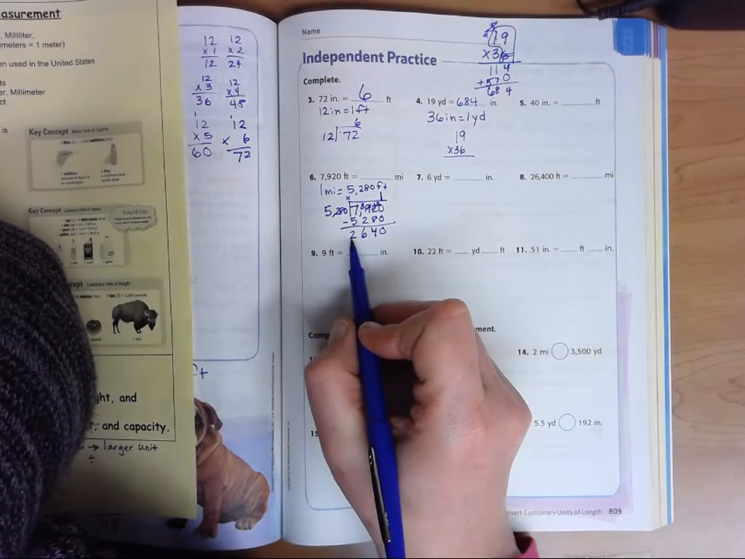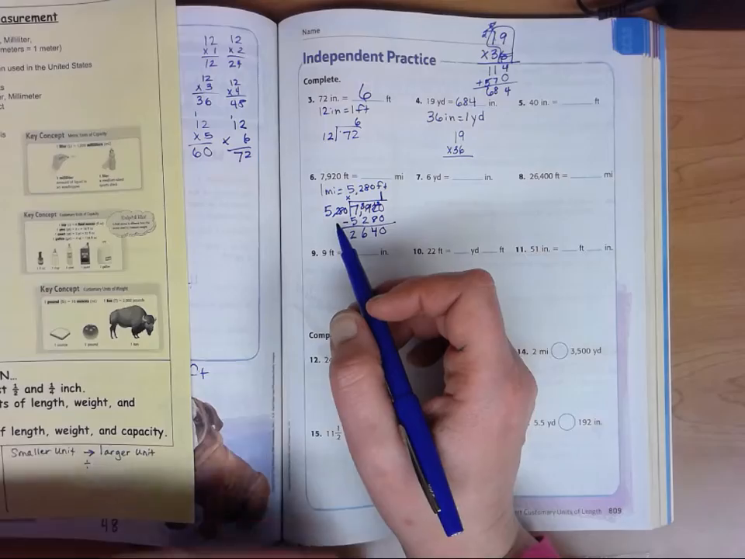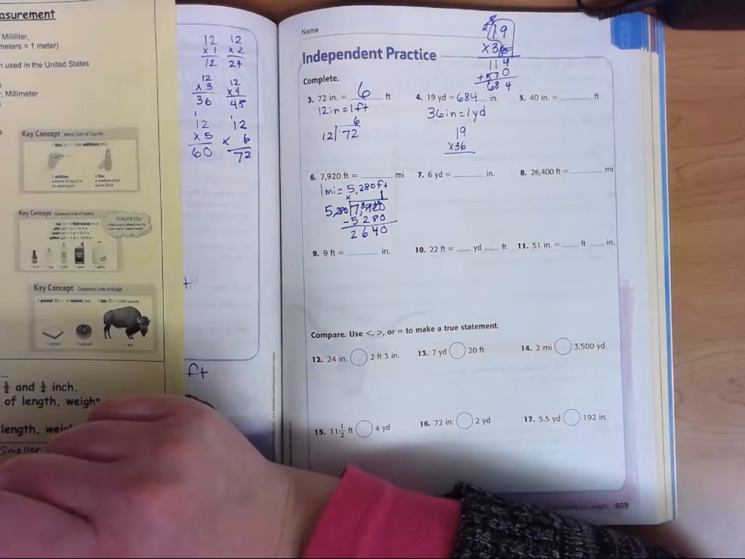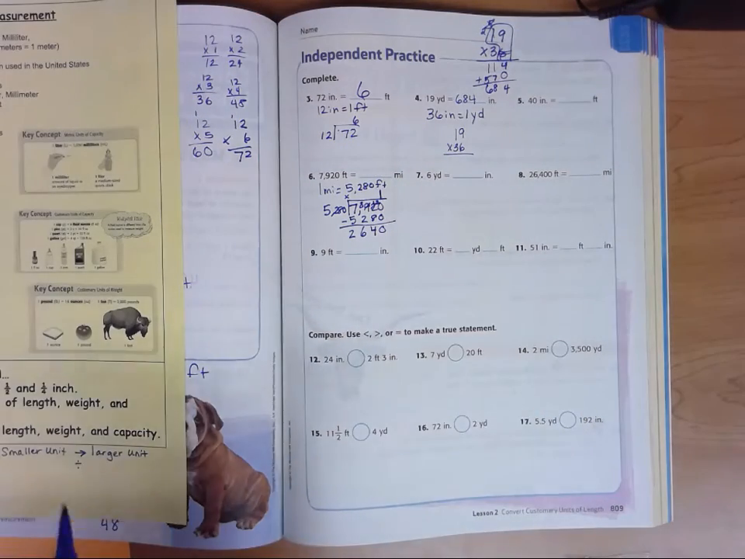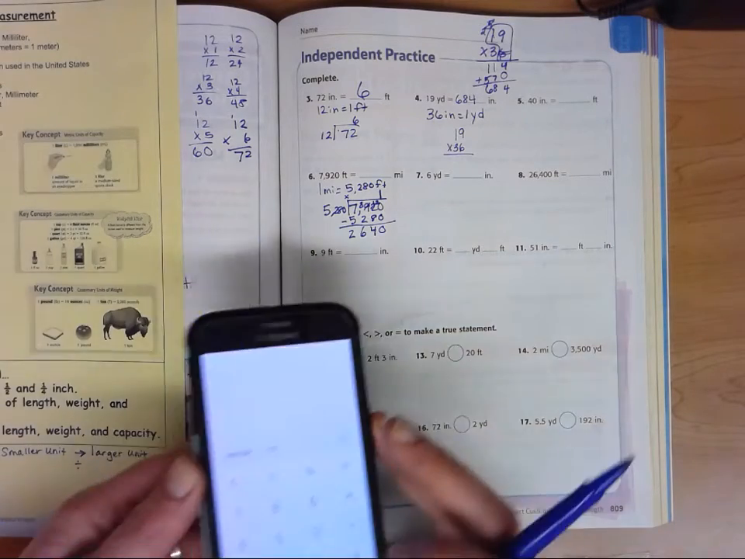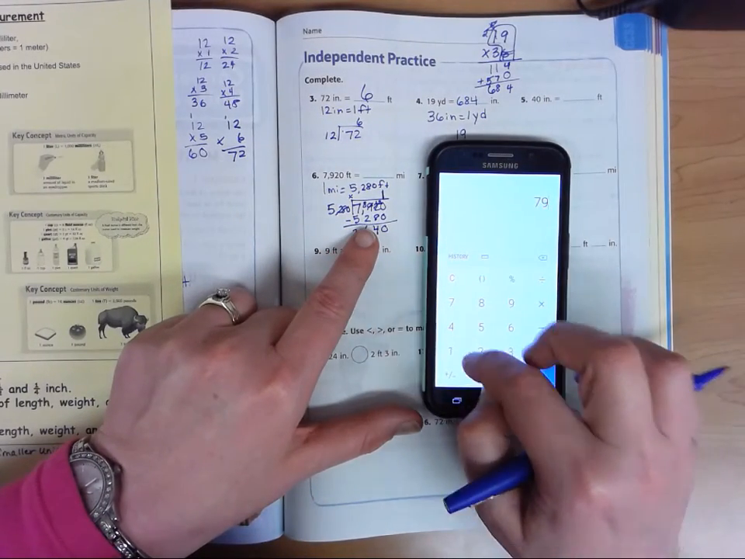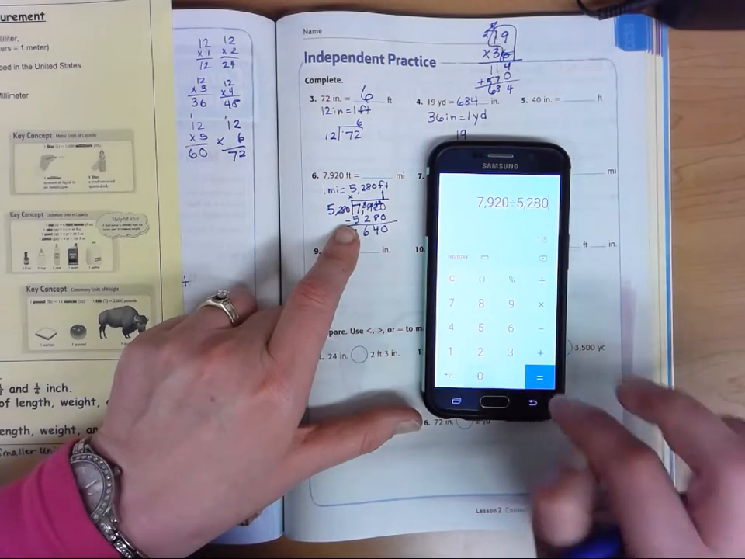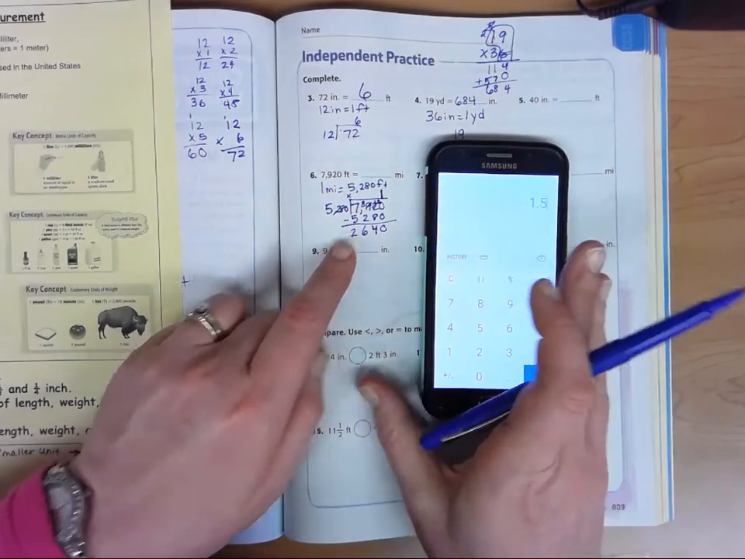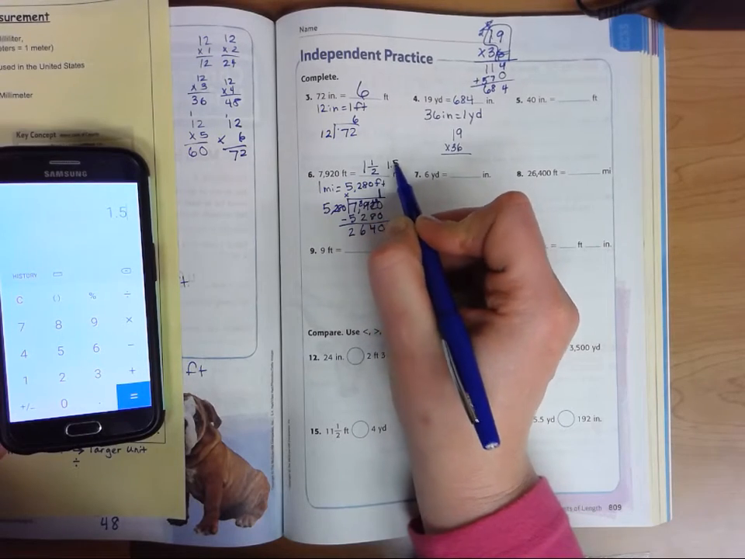If I look now, 2,640 compared to 5,280. Well, I know by looking at this, this is half, okay? And I know that because if I would pull out a calculator, and I just happen to have a calculator here, I can take 7,920 and divide it by 5,280, and I get 1.5. So that tells me that this is 1.5 miles.